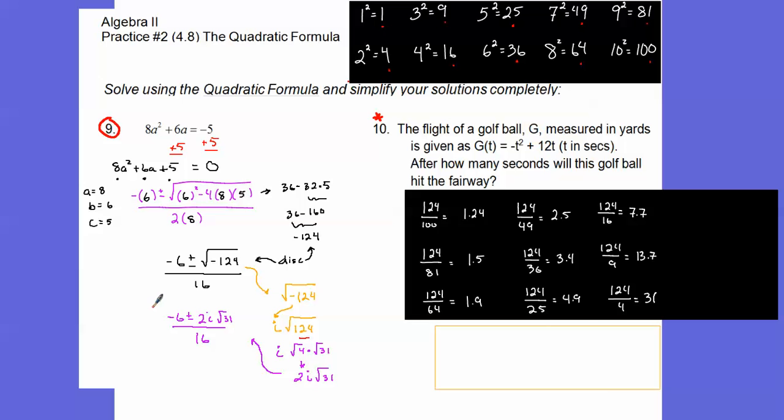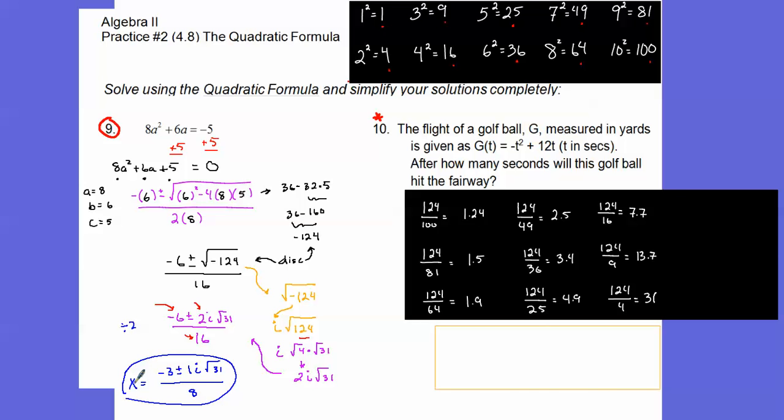Once again, as in the last problem, we notice this value of 6, this value of 2, this value of 16 are all divisible by 2. We have to do that in order to reduce this fraction. Dividing them all by 2, we will end up with negative 3 plus or minus 1i. You don't need to write the 1, I'm just showing you the result, times the square root of 31 all over 8. This is what our result would be here.